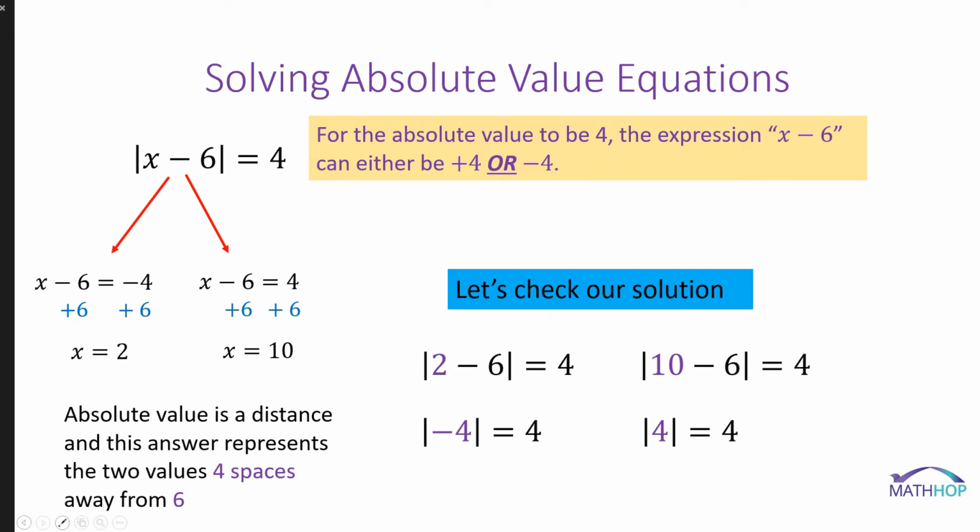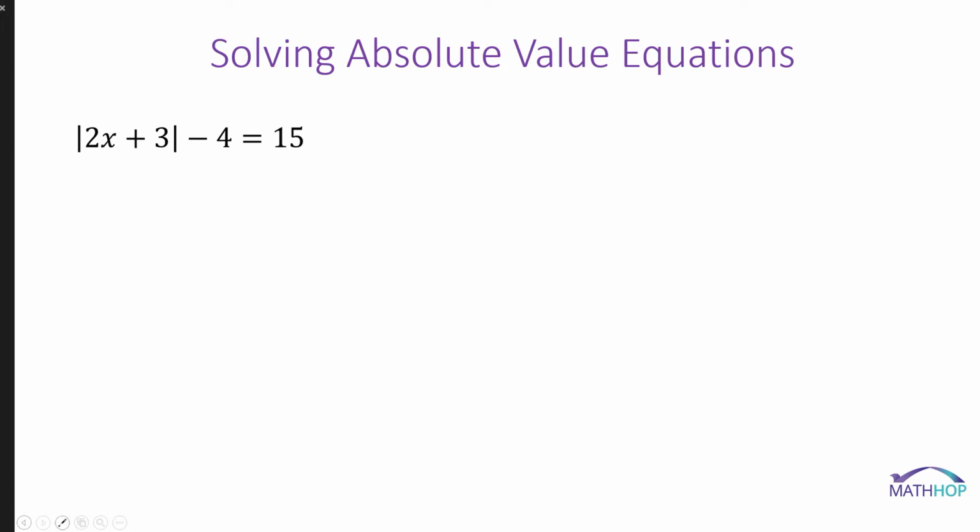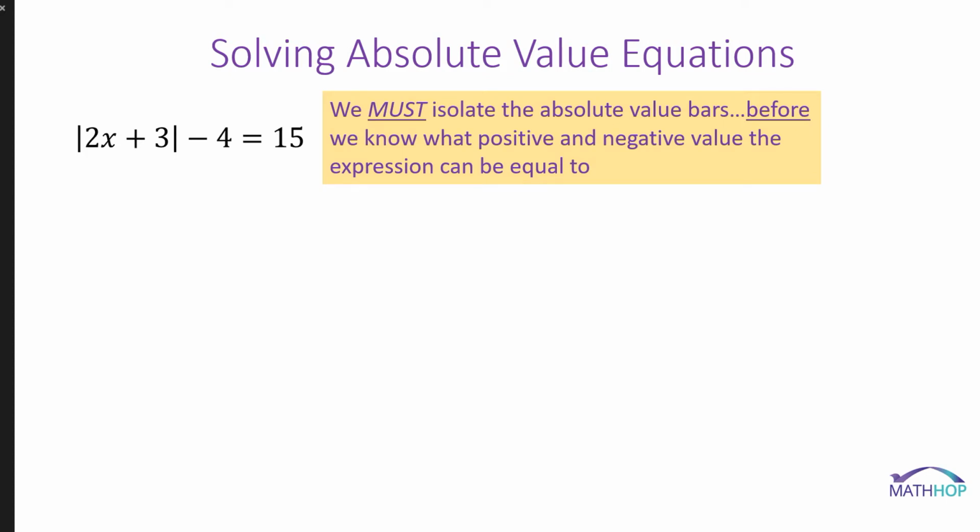Okay, let's get into a two-step problem. When we are solving these, just like we have to solve equations by isolating the variable, we have to isolate the absolute value term. We can't automatically set this equal to positive and negative 15 because we have this negative 4 hanging out here that's getting in the way. So what you have to do is isolate the absolute value bars before you can know what positive and negative value to set the expression equal to.